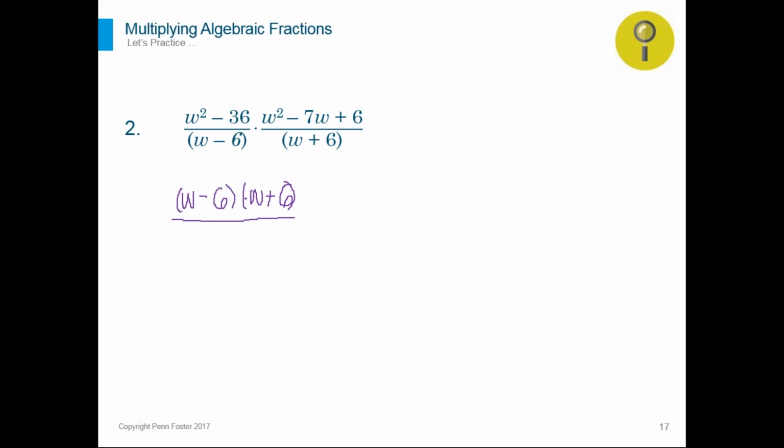Let's do the bottom one. Well, the bottom one is just W minus 6. That's it. I'm not going to be able to factor it any further. Times. I see a trinomial. I'm going to try to factor it like that. So I have a W minus and a W minus.